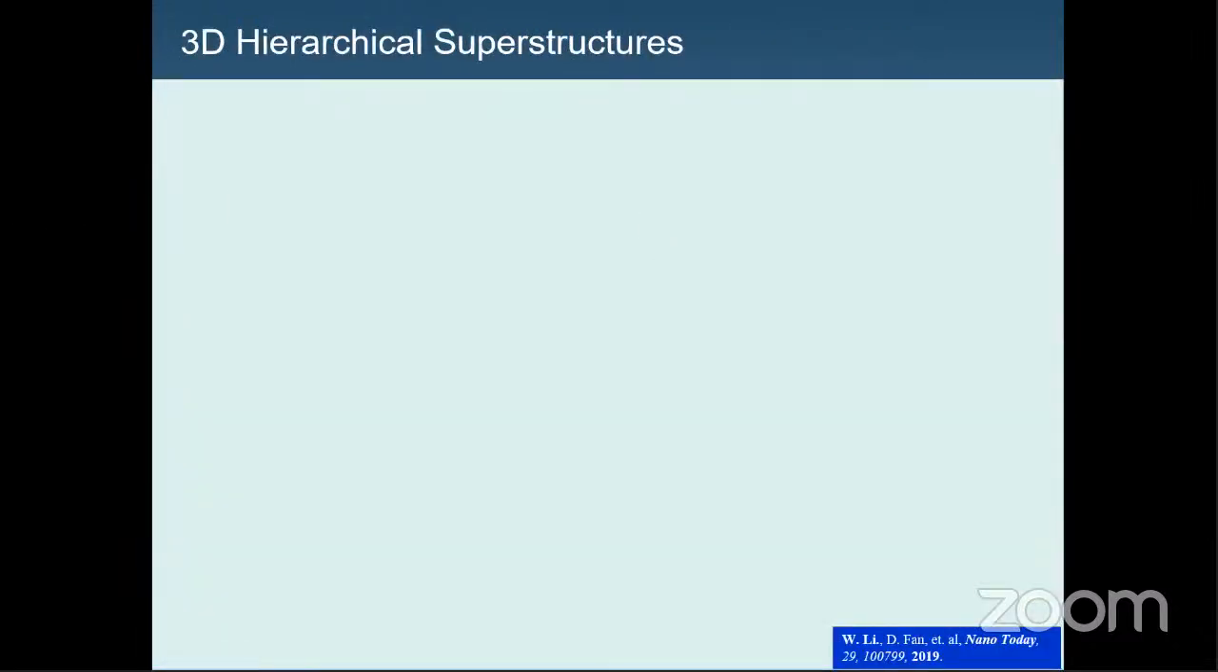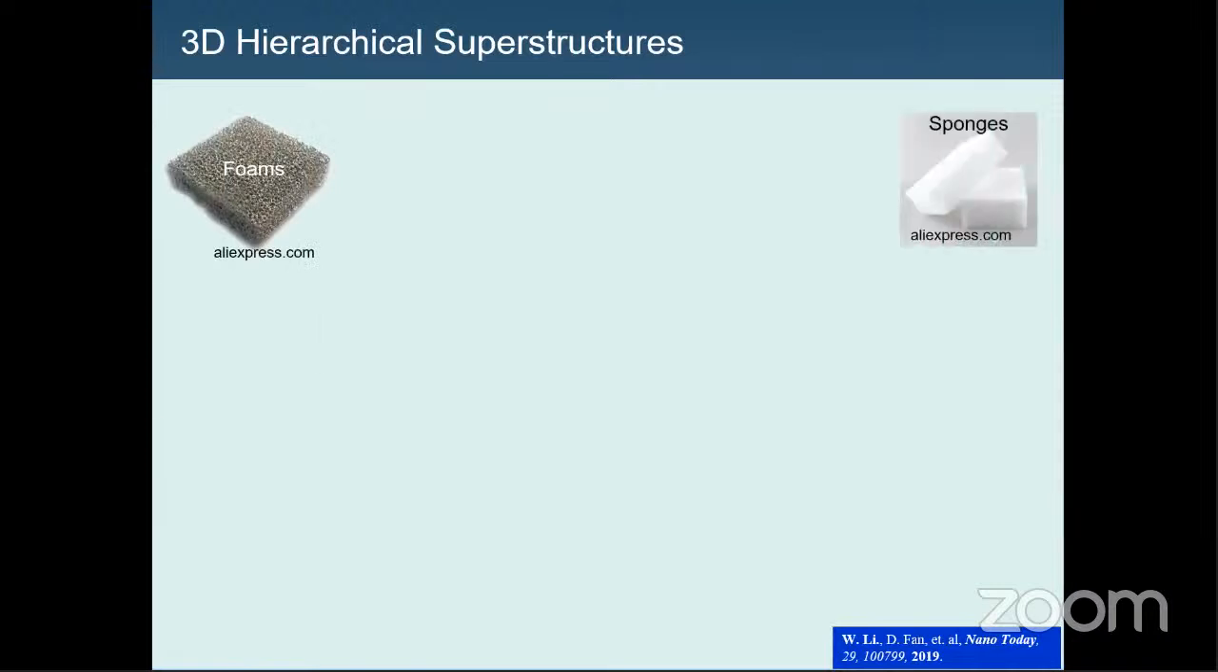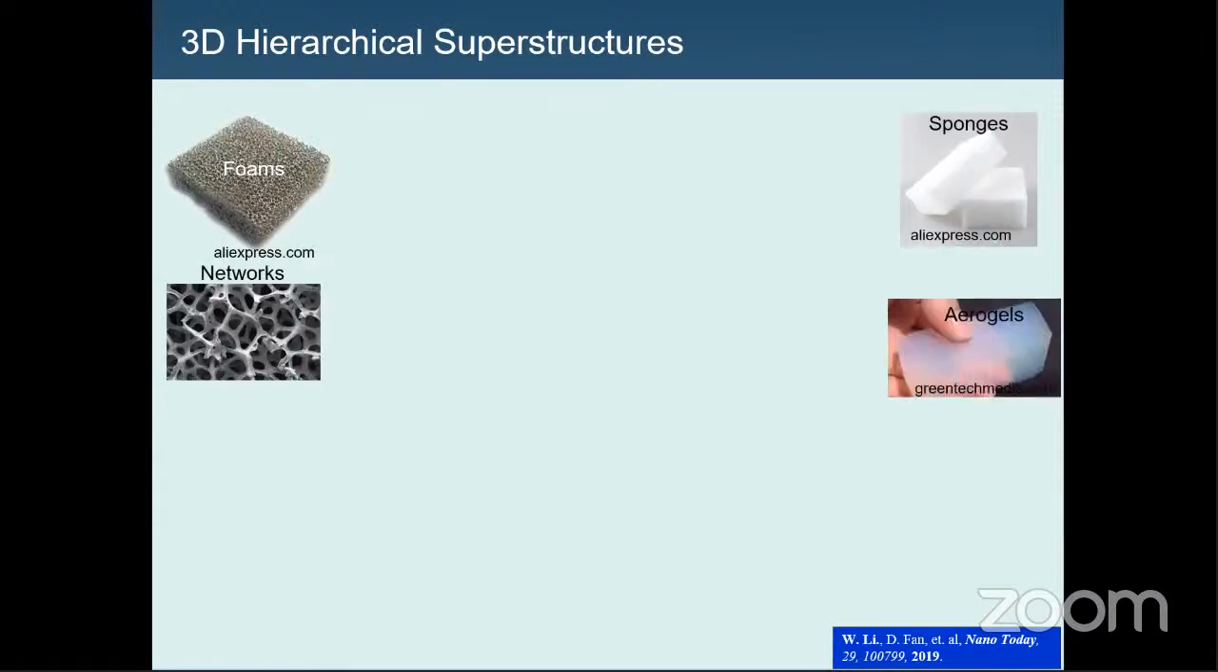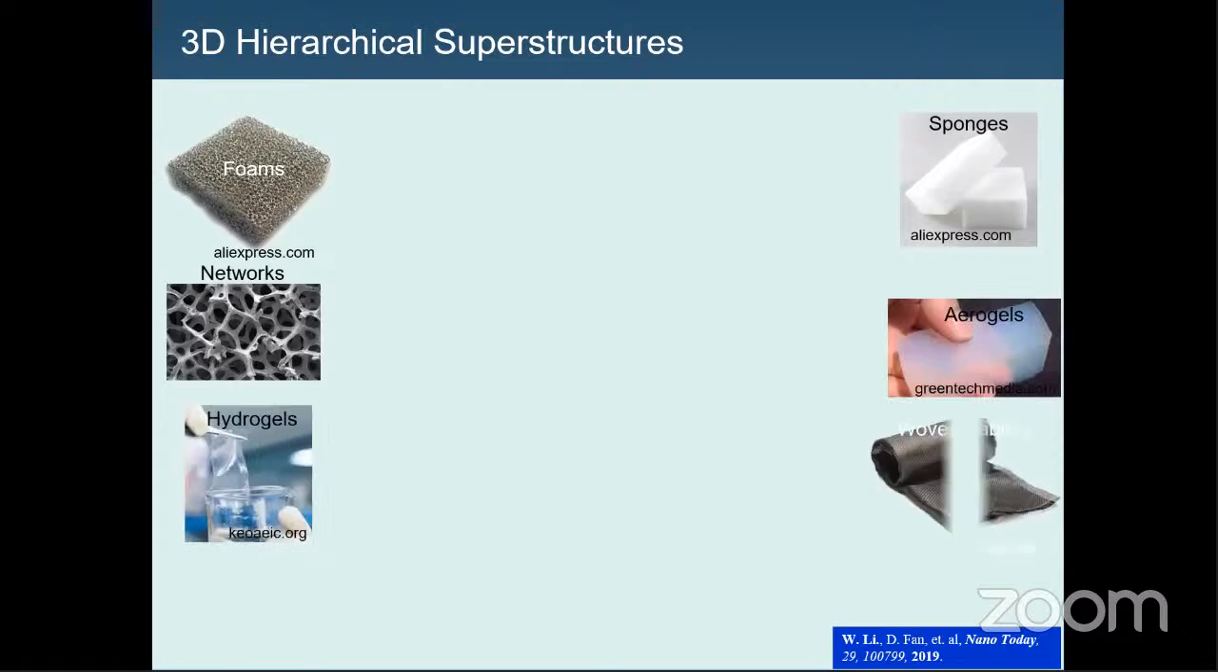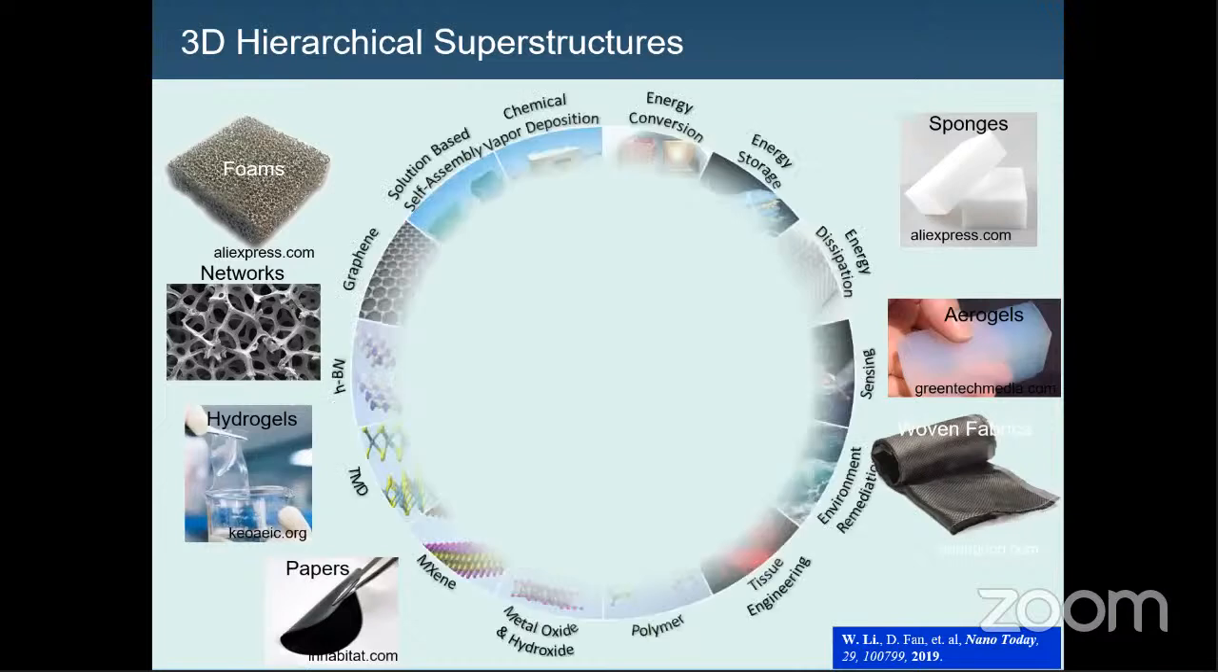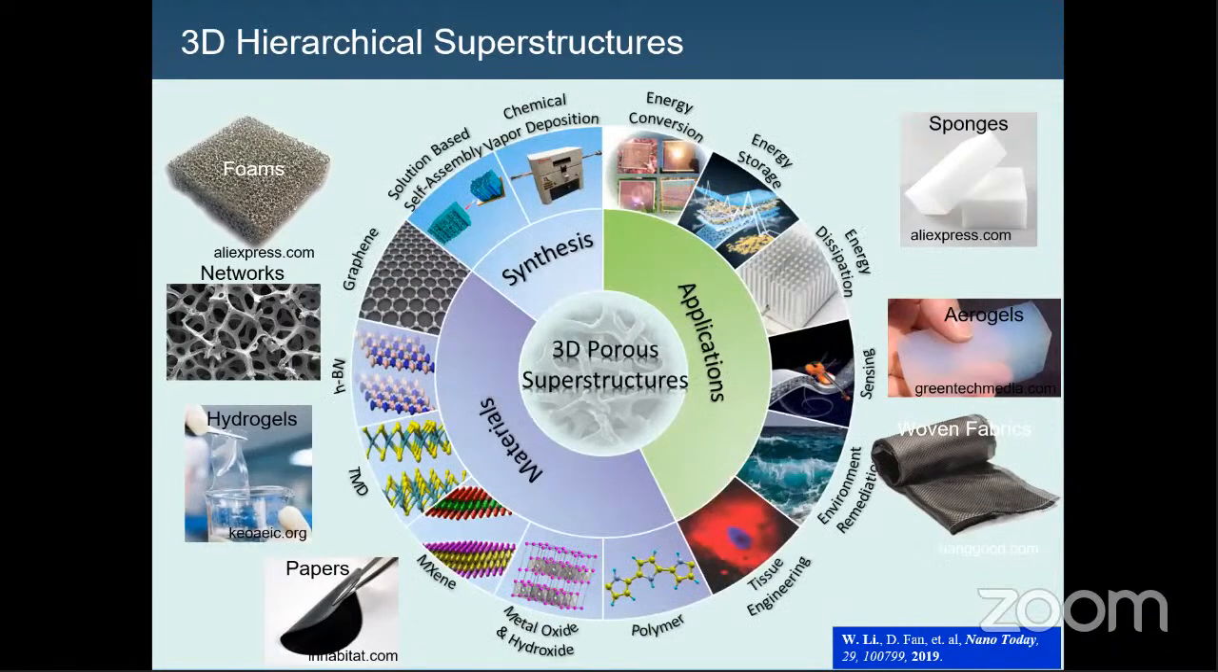3D porous superstructures, which are usually referred to in forms such as sponges, networks, aerogels, hydrogels, woven fabrics, and papers, have received intensive research interest due to the grand potentials in an array of applications, such as energy conversion, storage and dissipation, sensing of mechanical, chemical, and optical cues, serving as scaffolds for environmental remediation and growth of tissue cells.